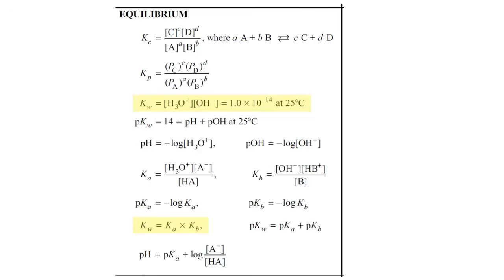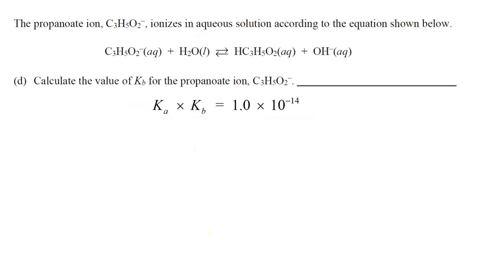And by the way, Kw is equal to 1 times 10 to the negative 14. Okay, so here's the equation. Ka times Kb equals 1 times 10 to the negative 14. Now, earlier in this question, we had already determined the value of Ka for propanoic acid. So in that earlier part of this question, we determined that the value of Ka was 1.3 times 10 to the negative 5.